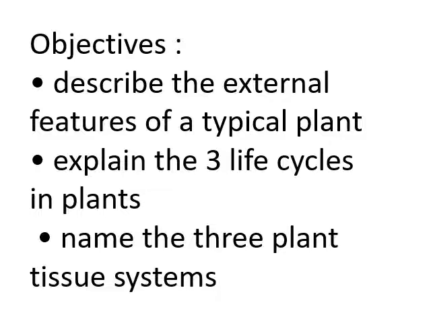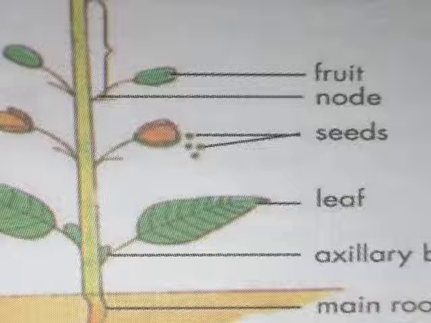The objectives we want to achieve are, one, to describe the external feature of a typical plant. Two, we want to explain the 3 life cycles in plants. And the third one, we want to know the 3 plant tissue systems. Now, let's look at the screen. We'll see the diagram of a plant.